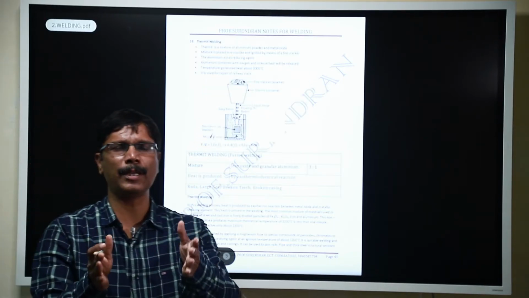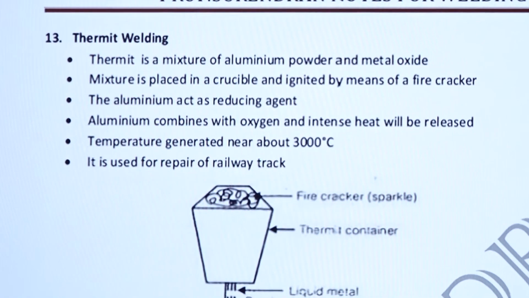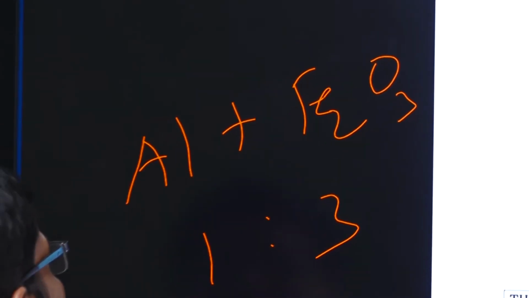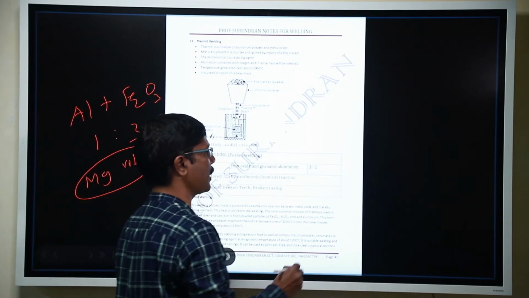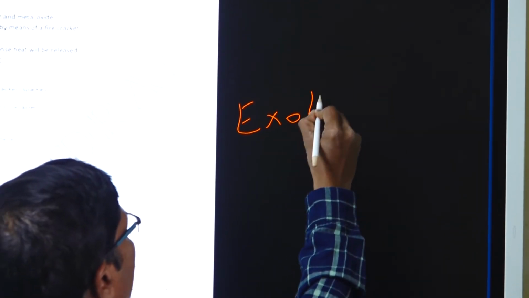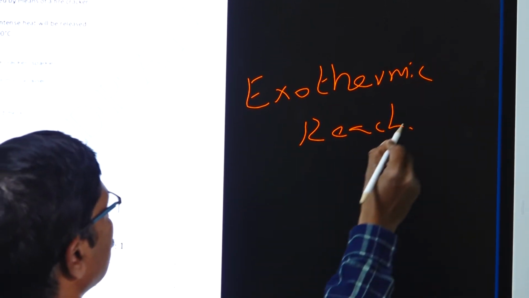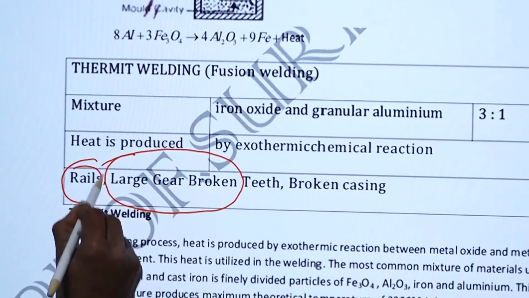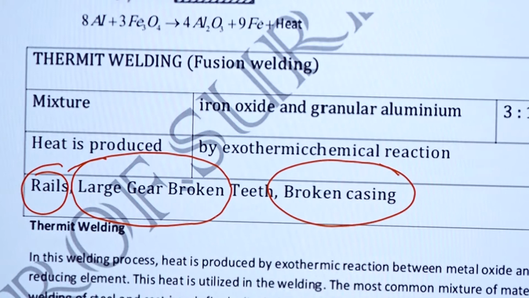Next, thermite welding. This you can observe in the railway track. They mix aluminum and iron oxide in the ratio of 1:3, and a magnesium ribbon is there to ignite the fire. So a chemical reaction takes place. It is an exothermic chemical reaction. Exo means heat will be evolved. So heat is produced, and it can be used to weld a rail, large gear, broken teeth and broken casing. So these are the things which are welded by thermite welding.